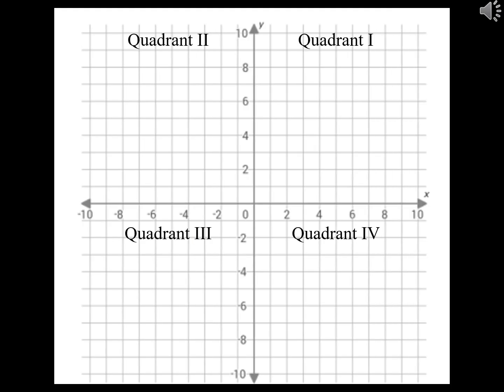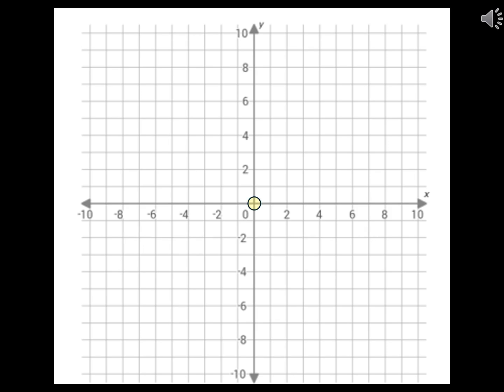The coordinate plane is divided into 4 quadrants. We use Roman numerals to help us identify them. There's quadrant 1, quadrant 2, quadrant 3, and quadrant 4. The origin is where the two axes cross and is represented by (0, 0) if we were to plot it.